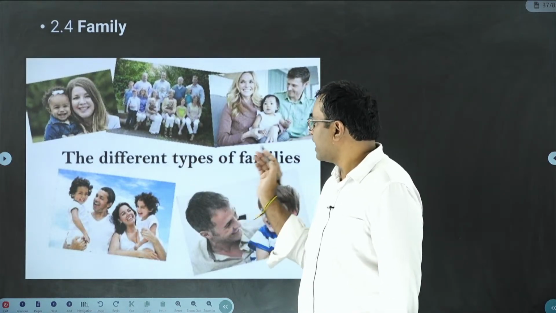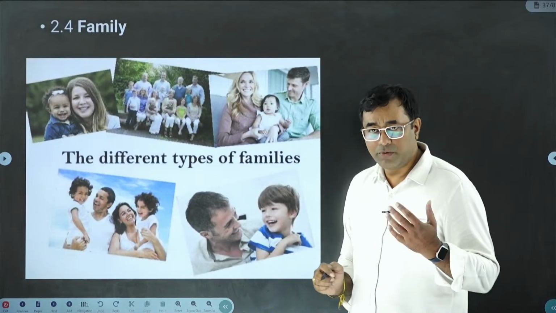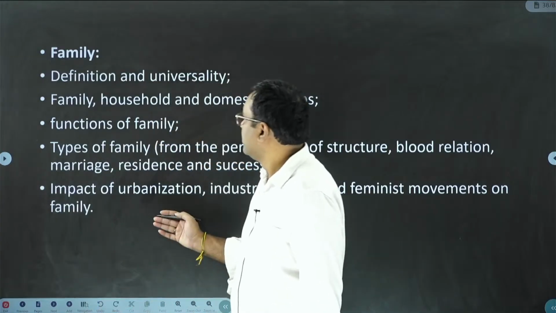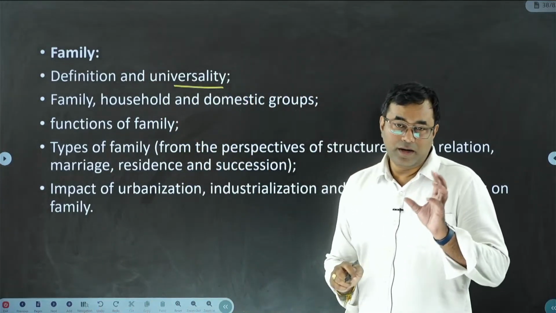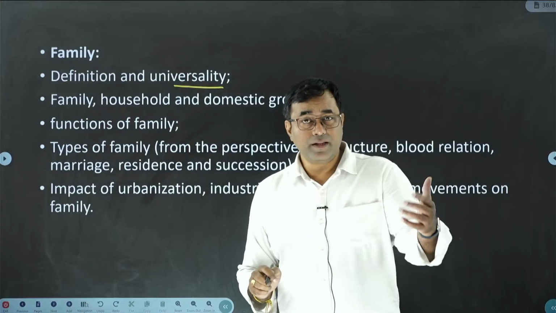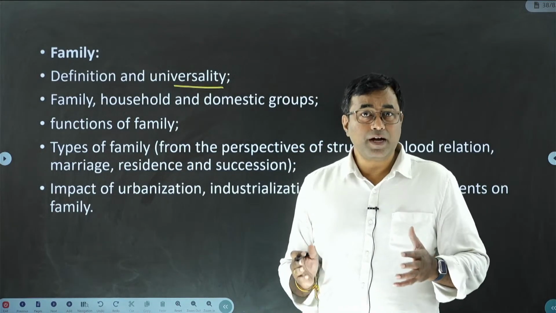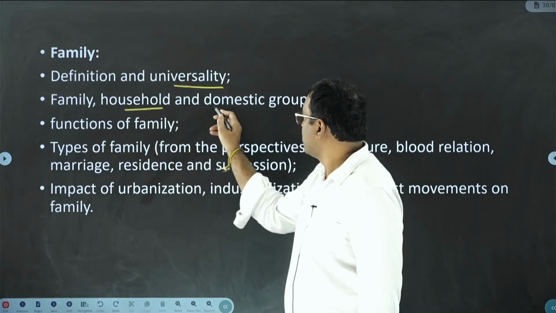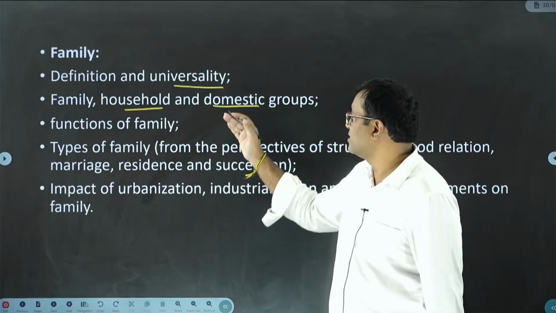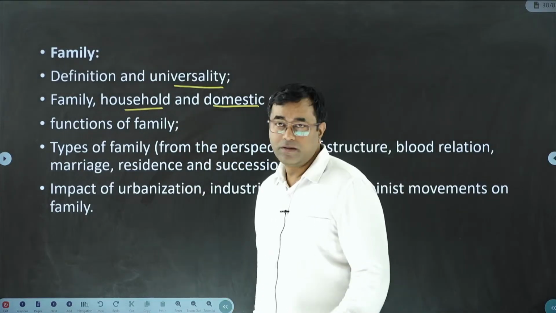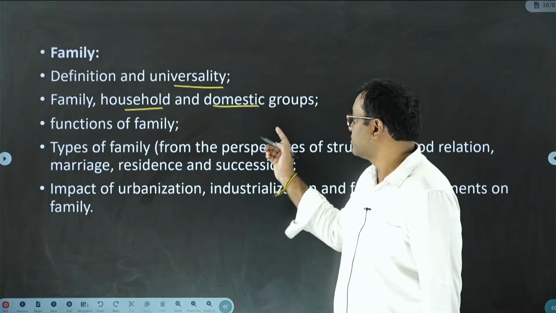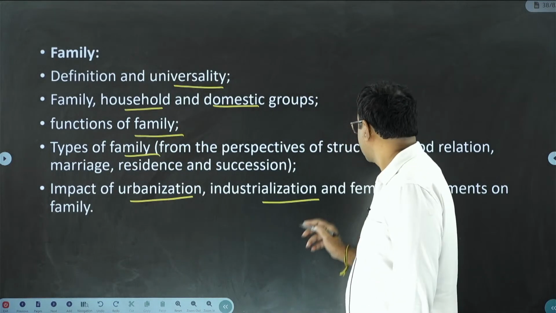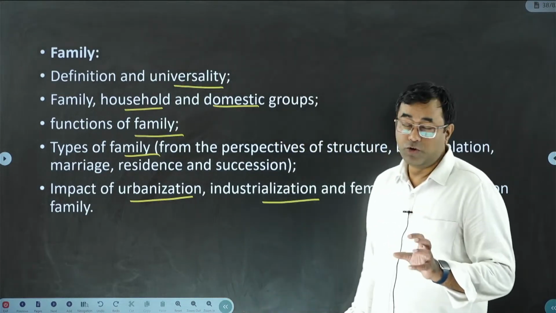You can see different types of families are there. Nuclear family, a famous particular type of family, joint family, extended family. Here, whether this particular definition of family given by the anthropologist is universally applied or not will be discussed as part of it. Next, family, household and domestic group. What is considered to be called a family, how it is different from household as well as domestic group. Functions of family, types of family, impact of urbanization, industrialization and feminist groups on the family.